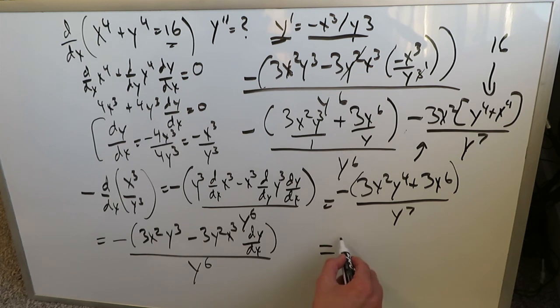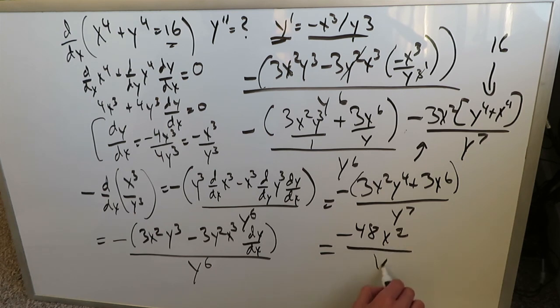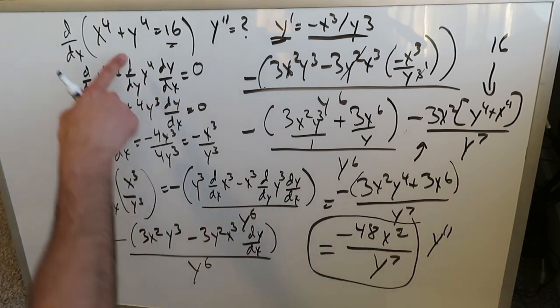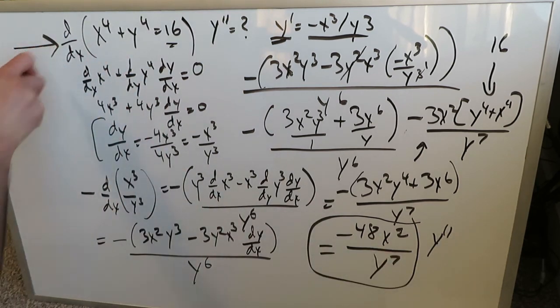You get minus 48 x squared over y to the 7th, and this right here represents the second order derivative of this function. That right there is your answer, minus 48 x squared over y to the 7th, the second order derivative of this function. So pretty much that's implicit differentiation in a nutshell.